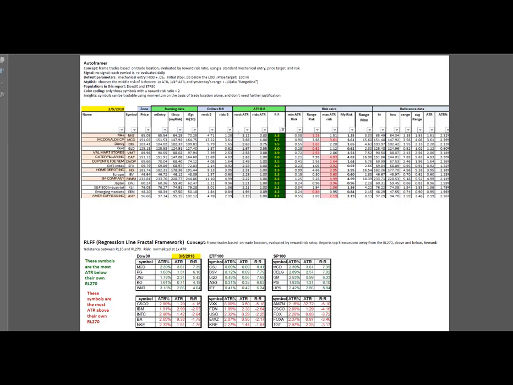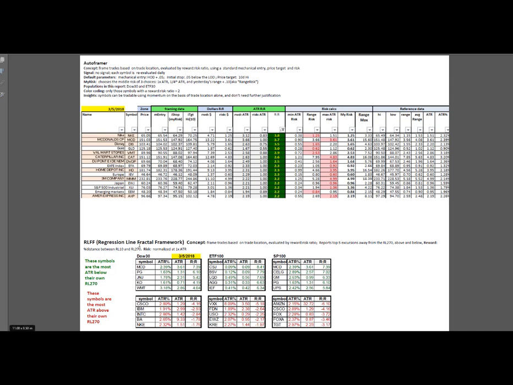Daily pinch and stretch. The auto framer with all the standard mechanical entry framing data. Again, you see Nike, McDonald's, Disney, Walmart, Caterpillar. Caterpillar is still 2.5 to 1 on a retest of the 10-day high. Nike at 3.8.